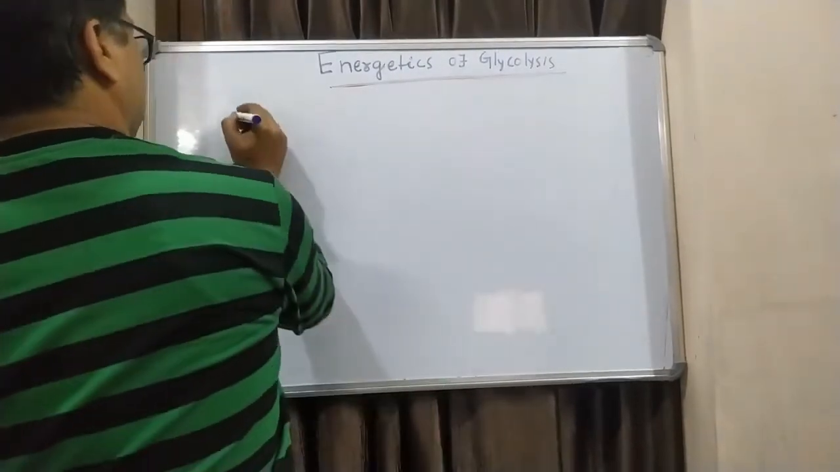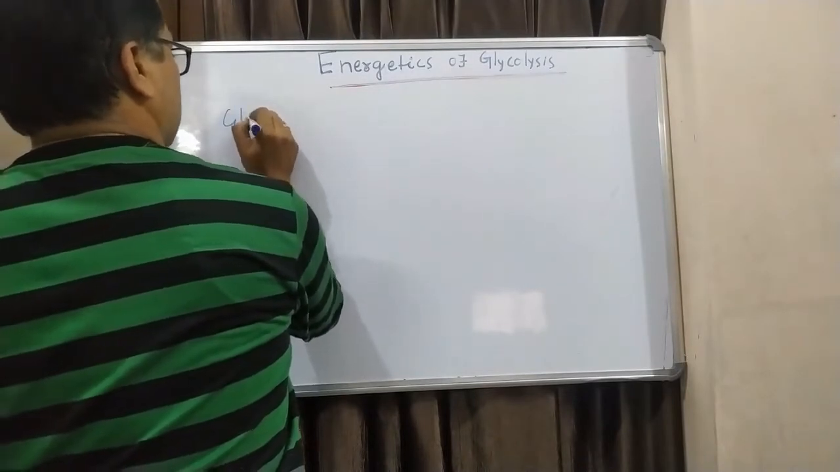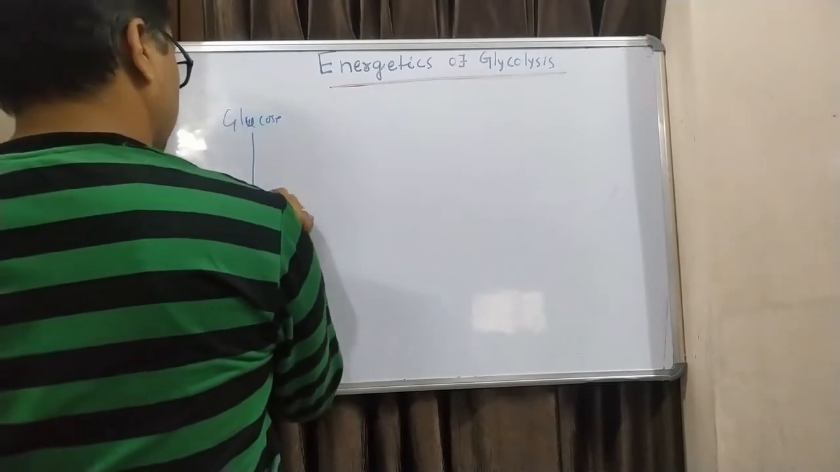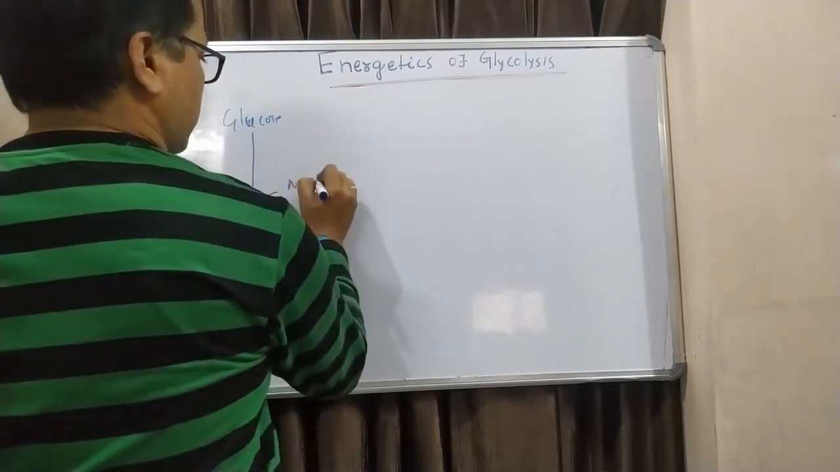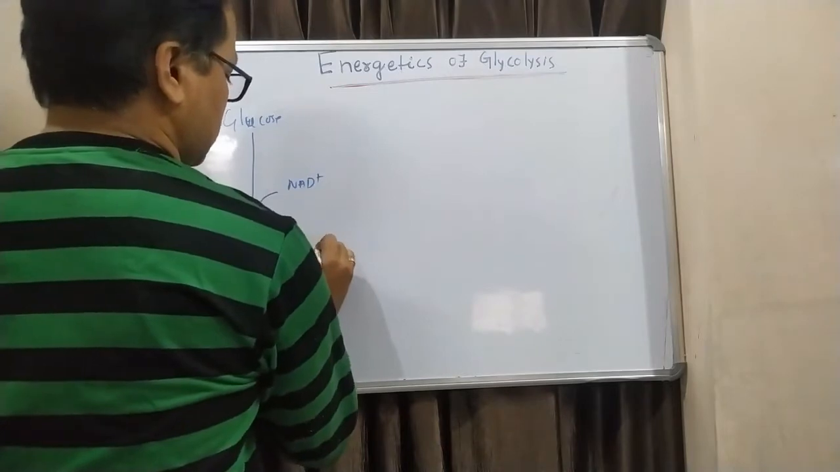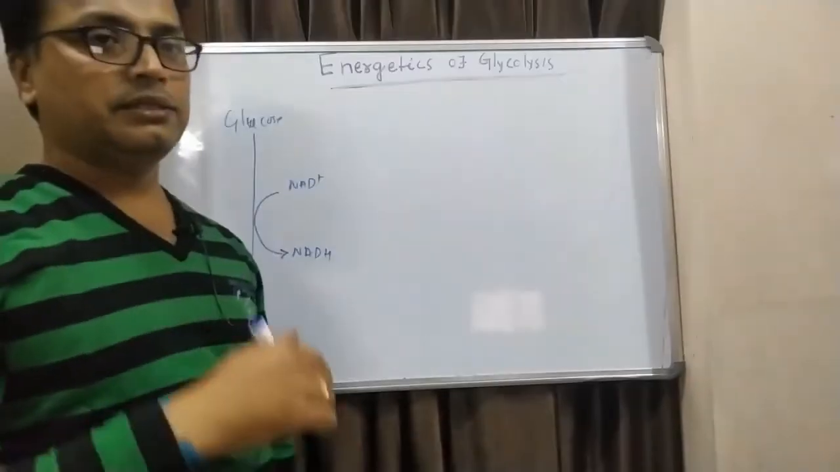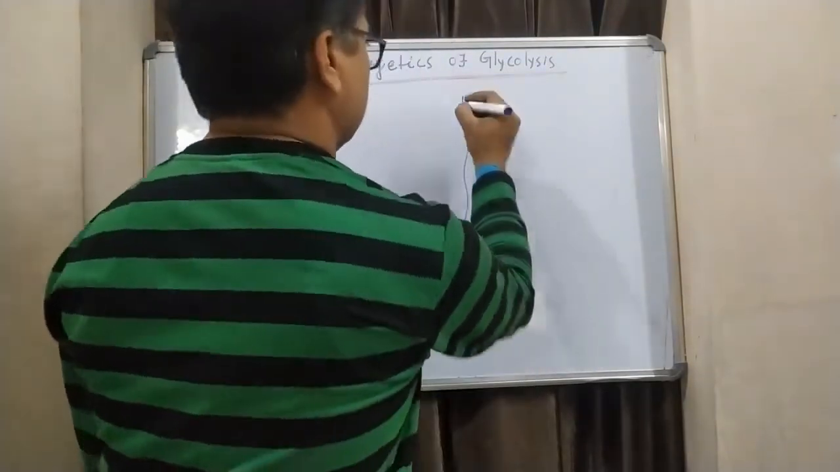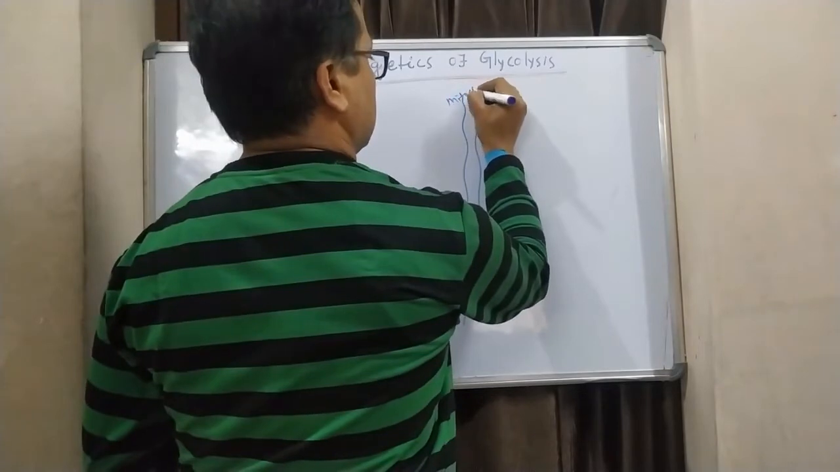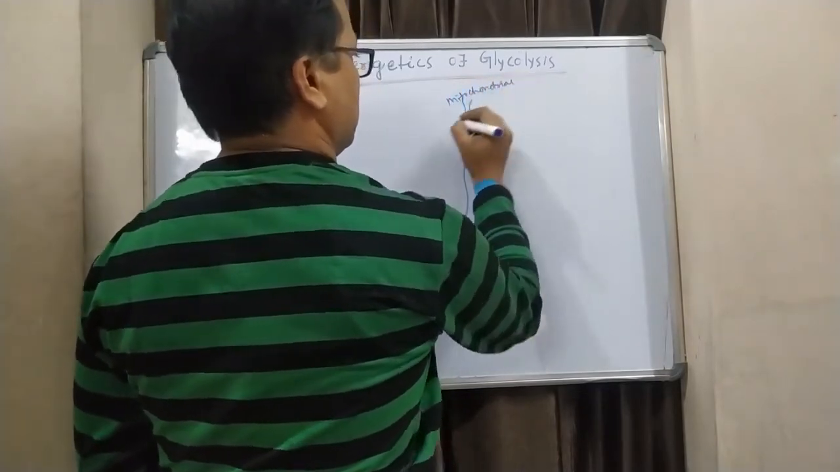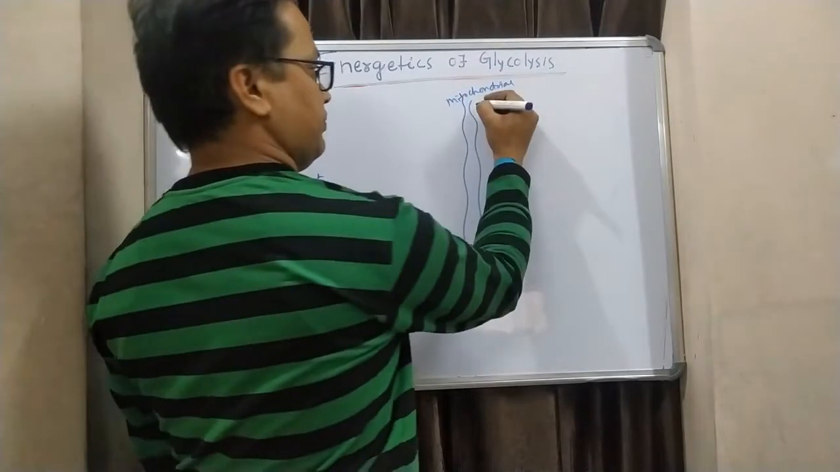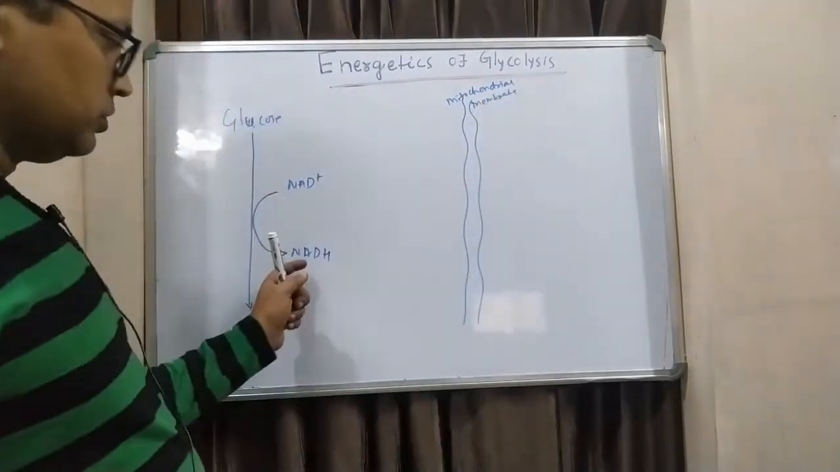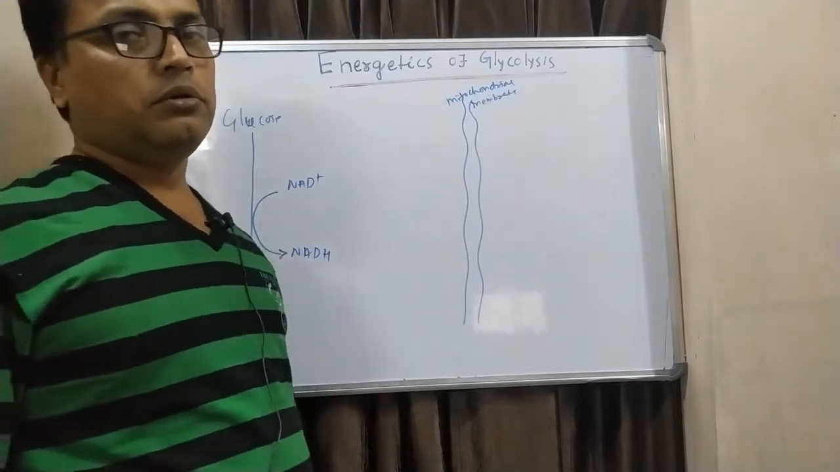In glycolysis, we have used glucose, and in the process we have used NAD plus and got NADH. This NADH has to cross the mitochondrial membrane, so this NADH has to go to the mitochondria.